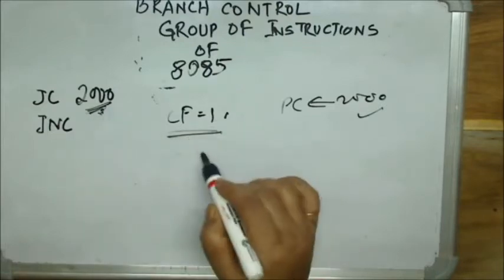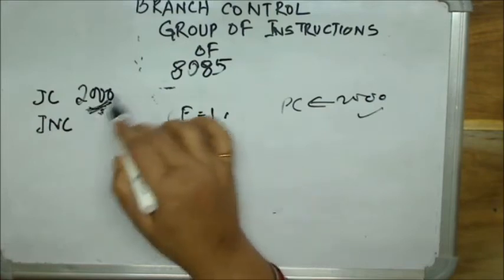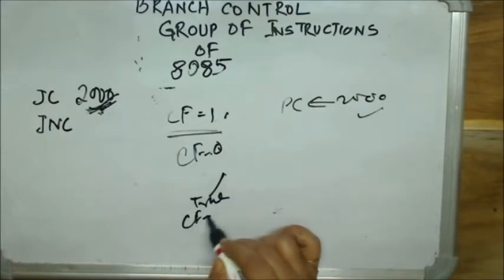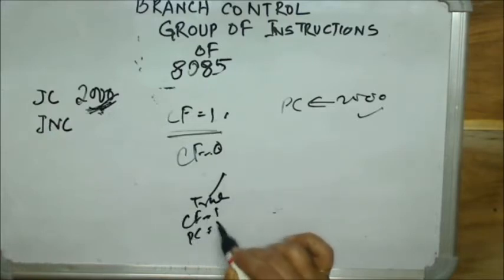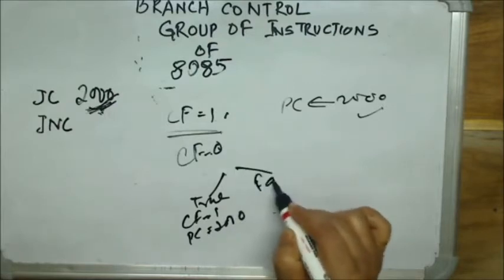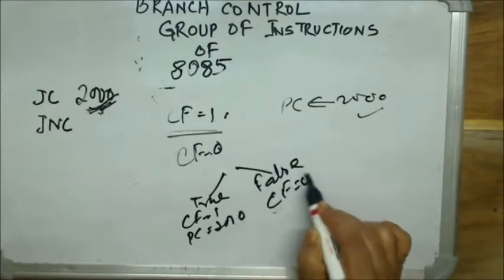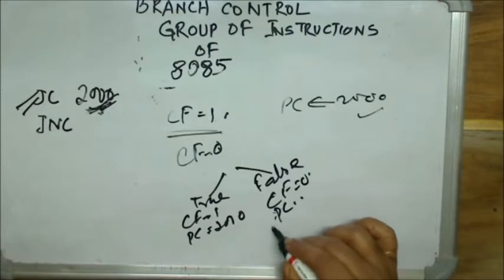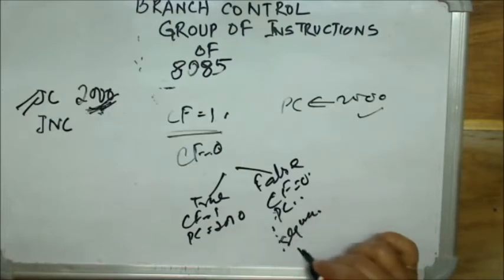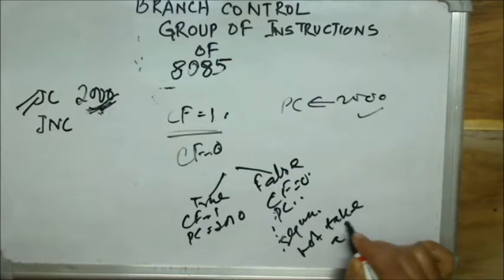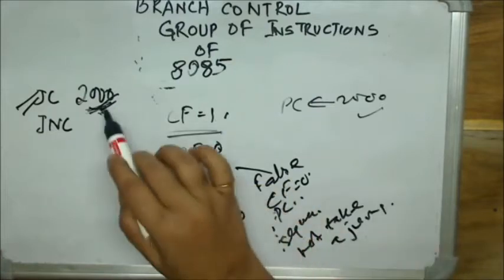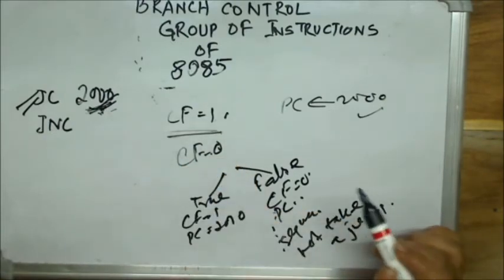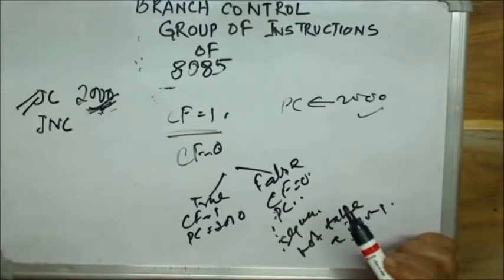But if the carry flag is 0, this condition becomes false. That is, if the carry flag is 1, only then will the program counter take the new value 2000H, and if the condition is false, that is, if the carry flag is 0 in case of this instruction, then the program will be executed sequentially. It will not take a jump. So this instruction works on a condition. If the condition is true, it will take a jump. If the condition is false, it will not take a jump.